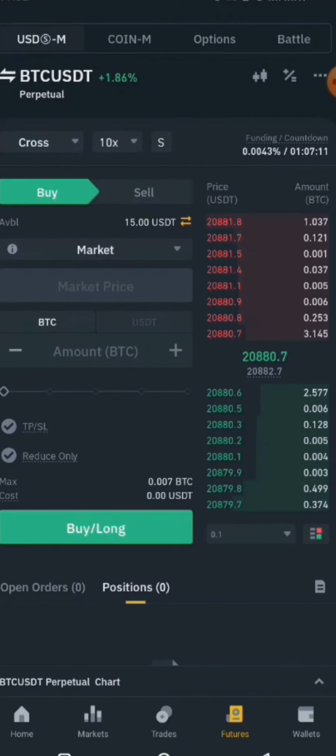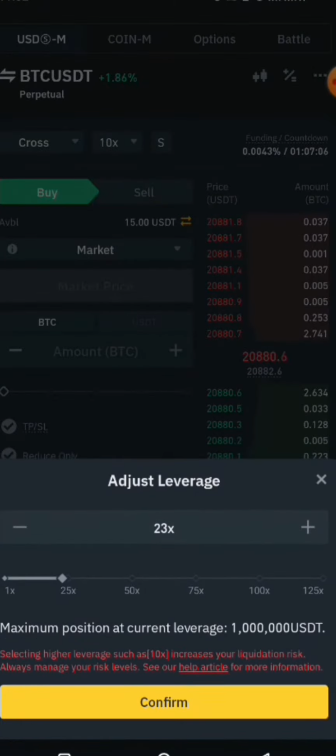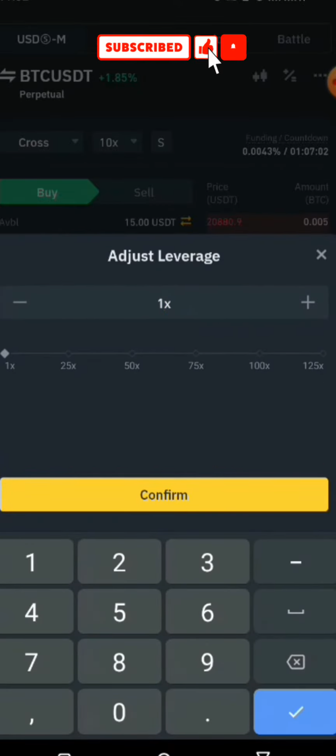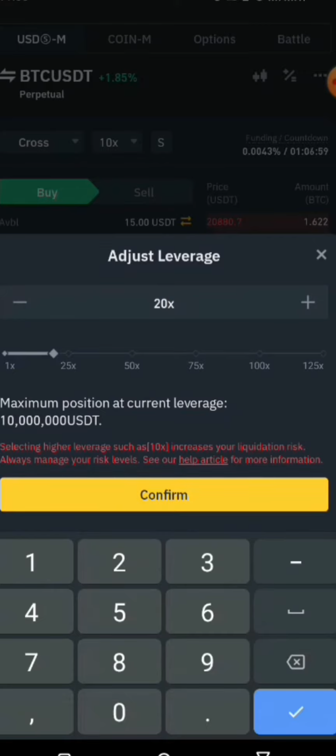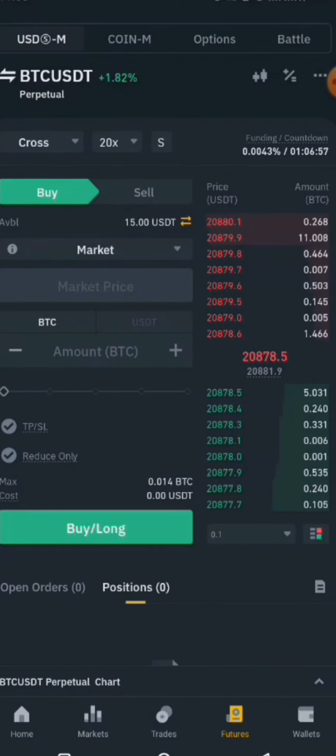The best leverage I feel is okay to use, I comfortably use the 20x leverage. So we'll set this at the 20x leverage, which is what I'm going to be using.